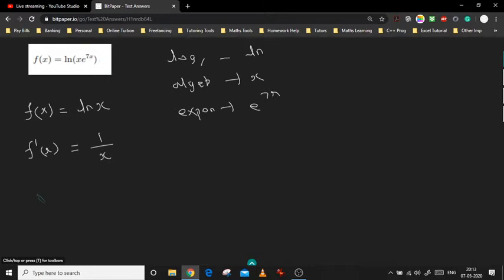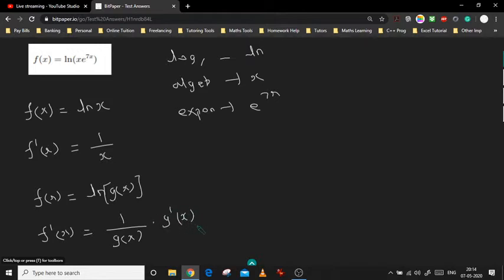The argument that we have in the natural logarithm is a composite function. So, in other words, let's say f of x is equal to the natural logarithm of g of x. Let's call this composite function g of x. Therefore the differentiation of this type is going to be 1 over g of x multiplied by g dash of x. It's as simple as this. Maybe you can call this the chain rule.